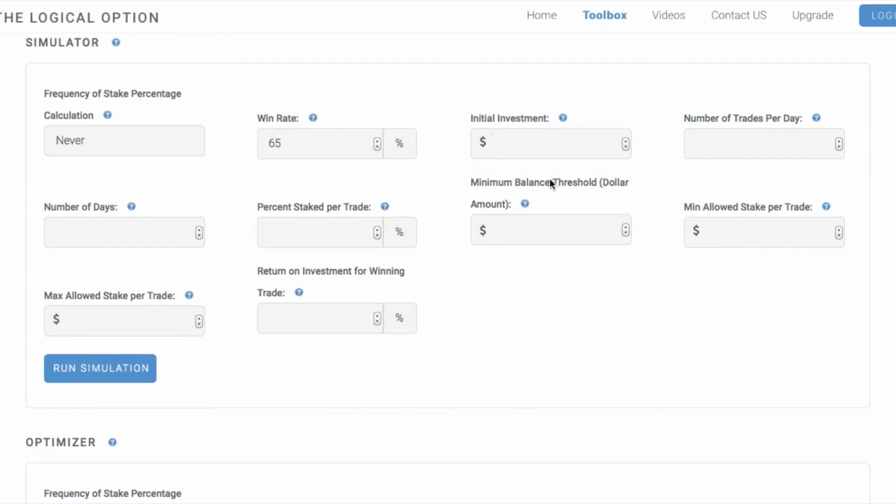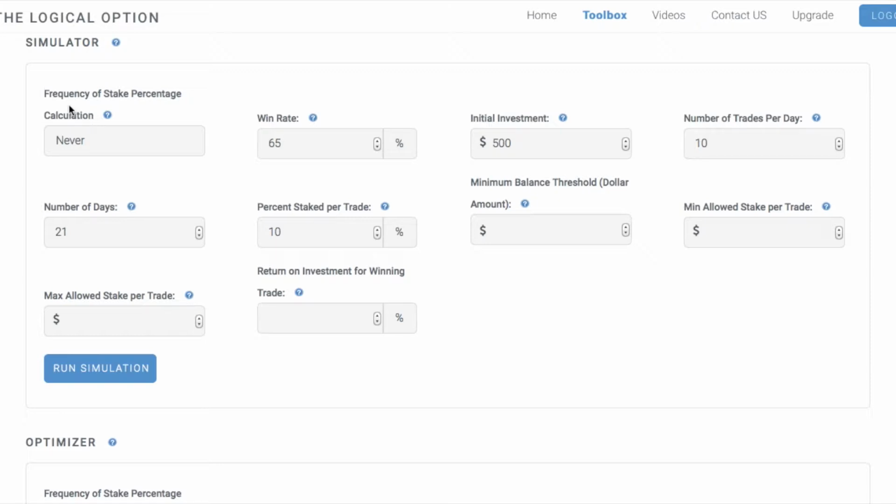Initial investment is the dollar amount that you are going to be investing into your broker account to trade binary options. I'm going to put in $500. Number of trades that you're going to take per day, I'll put in 10 for now. Number of days we want to simulate over, let's do 1 month, which is roughly 21 trading days. Percent stake per trade, I am going to put in 10% here. What this is saying is 10% of our $500 is $50. So we'll trade $50 on each trade that we're going to take.